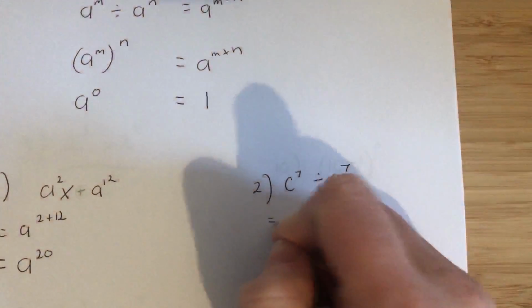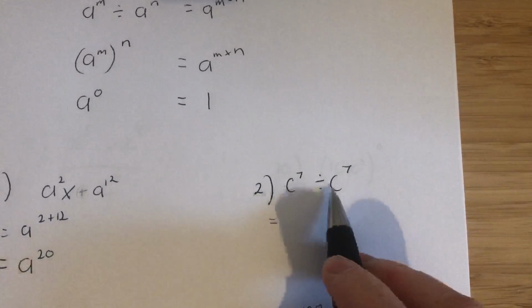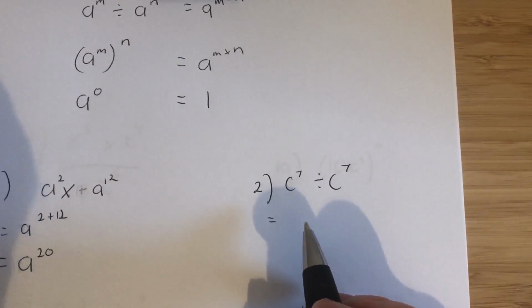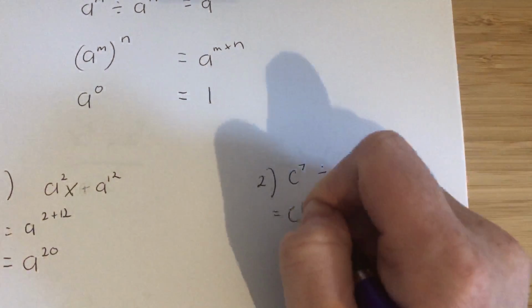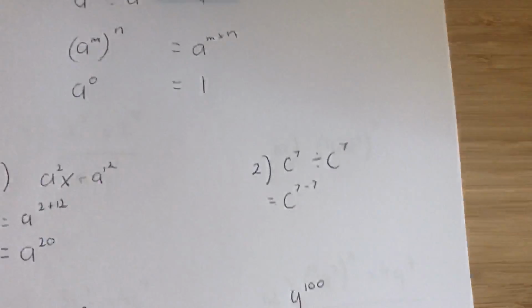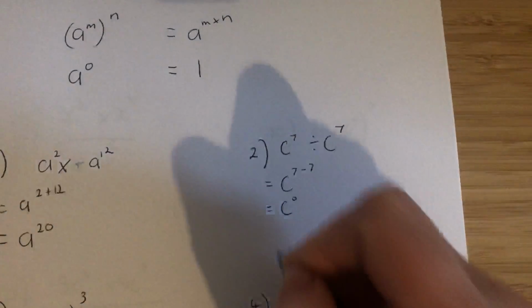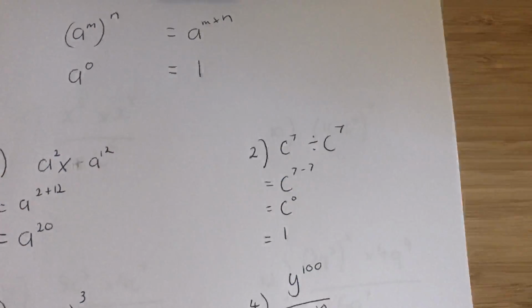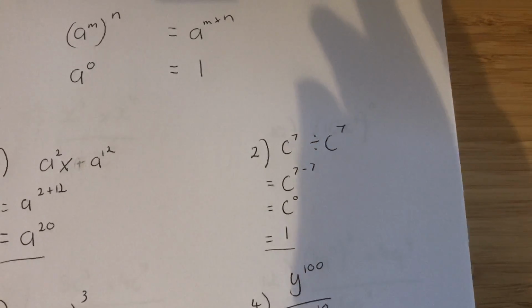Question number 2 here. c to the power of 7 divided by c to the power of 7. Now, you might know what that is already because anything divided by itself is 1, but let's just show it using our rules. We would then do c to the power of 7 minus 7, because we subtract the powers. c to the power of 0, and anything to the power of 0 is 1. So that's our first 2 there.